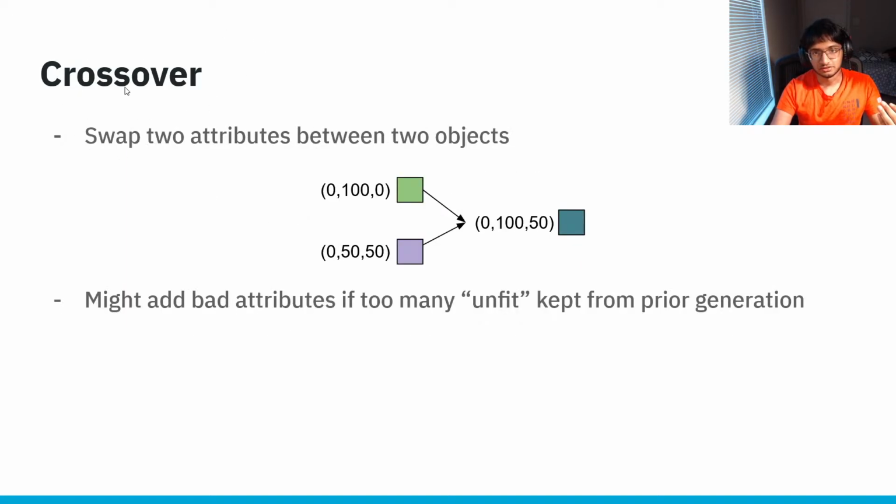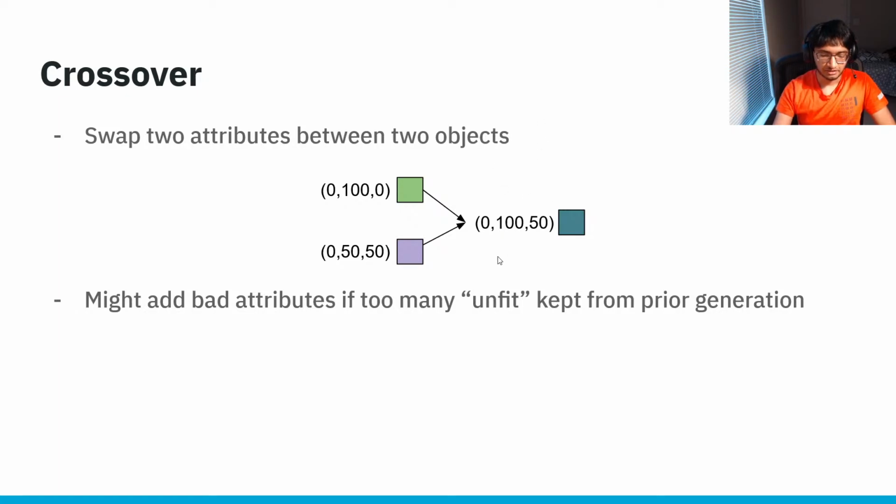So then crossover. We had mutations, again, with how DNA works, right? We have mutations to chromosomes. Now let's do what parents do, right? You have a swapping between DNA, and then you have a new child. So that's how it works here. We swap two attributes between two objects. So we have 100, 0, 50, 50. Let's have 100 from one and 50 from the other.